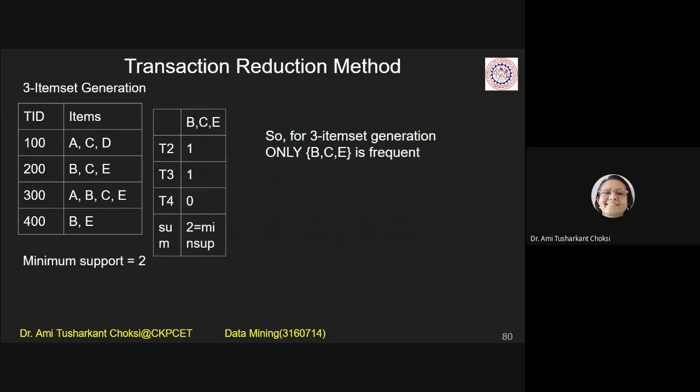Okay. So now for three item set generation, we can have B, C, E.